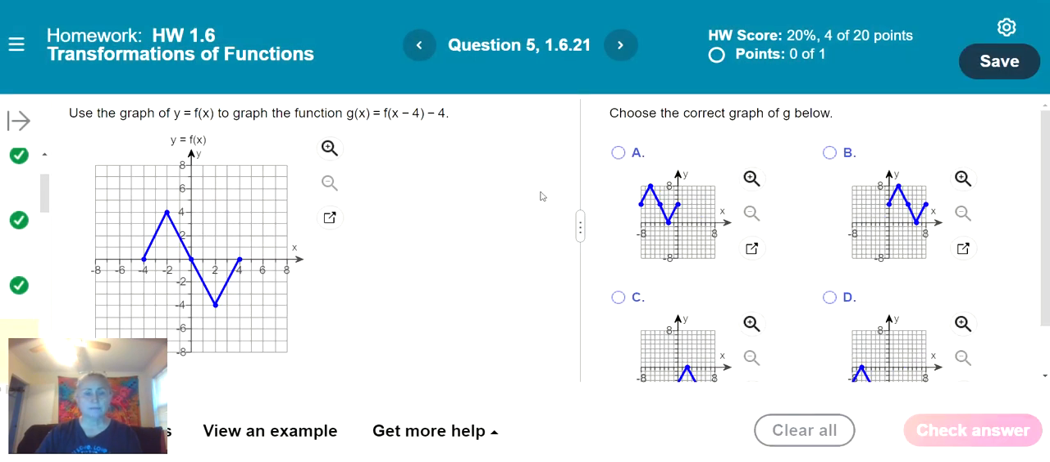All right, and number 5, same kind of shape, but do two things. Remember, inside do opposite, that's to the right 4. Outside do what you see, that's down 4. So I'm going to do the same thing. I'm going to start with my little middle point. I'm just going to take the whole thing with me. I'm going to go to the right 4 and down 4.